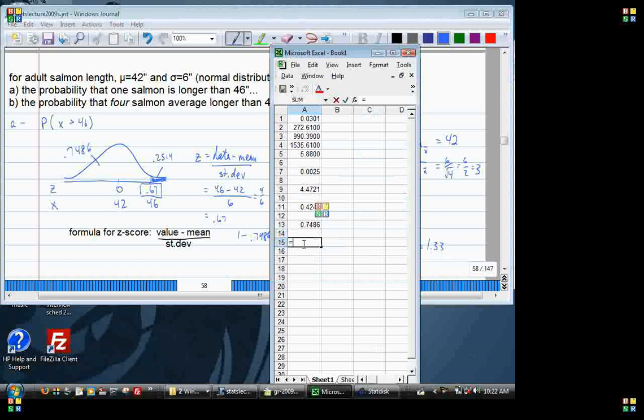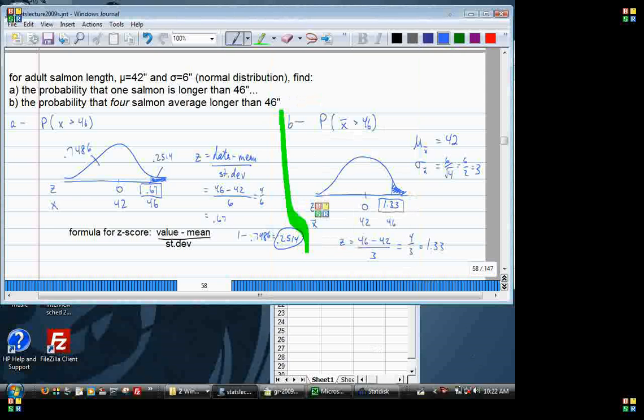So we now know how to find the area equals norm s dist of 1.33. And that gives 0.9082. So what do I label with 0.9082? Area to the left. Is that what we're looking for? No. What do we have to do? 1 minus. So the area equals 1 minus 0.9082, and that's 0.0918. And that is our answer.